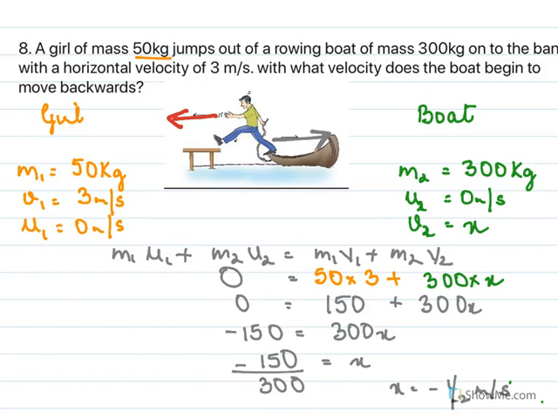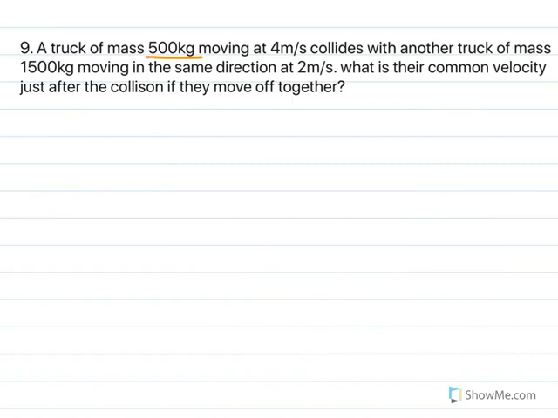Now why did the negative sign come? The men move forward with a speed of plus 3 meter per second. To keep the momentum 0, the boat had to move backward with an equal and opposite momentum, and as the boat has to move backward, its velocity has to be taken negative, half meter per second. Remember, the forward momentum of the men is equal and opposite to the backward momentum of the boat, so that the total momentum becomes 0. Before impact, the boat and the men were at rest, total momentum was 0, and after impact also the momentum has to be 0.